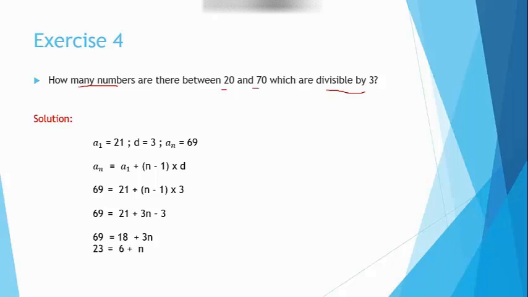And we are dividing both the sides by 3. So this is to get rid of the 3 which is attached with the n. So that would give us 23 equals 6 plus n. And if you resolve that, by taking away 6 from 23, we get 17 as the value for n. So the question says how many numbers are there between 20 and 70 which can be divisible by 3. So the answer is 17. So there are 17 numbers in between 20 and 70 which can be divisible by 3.